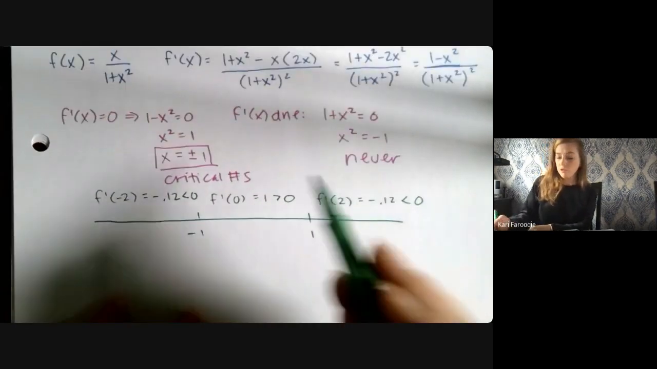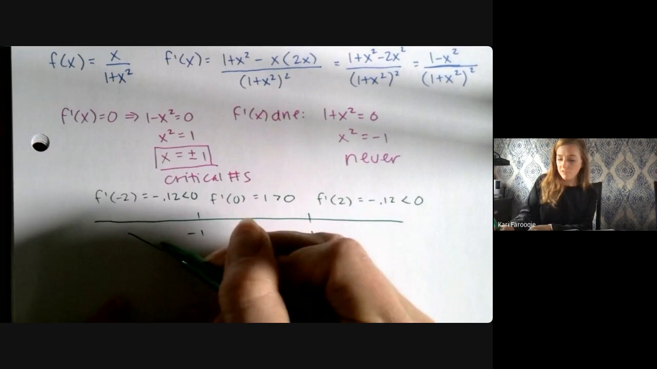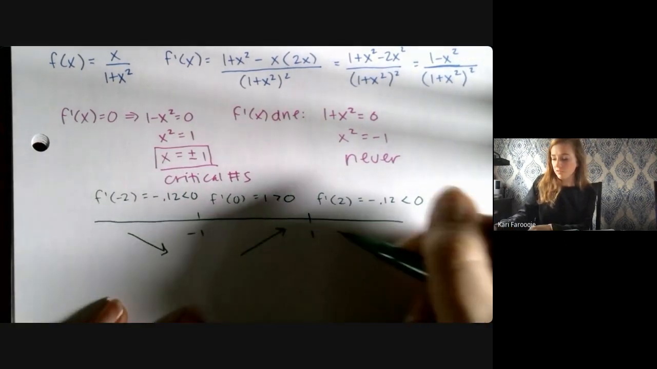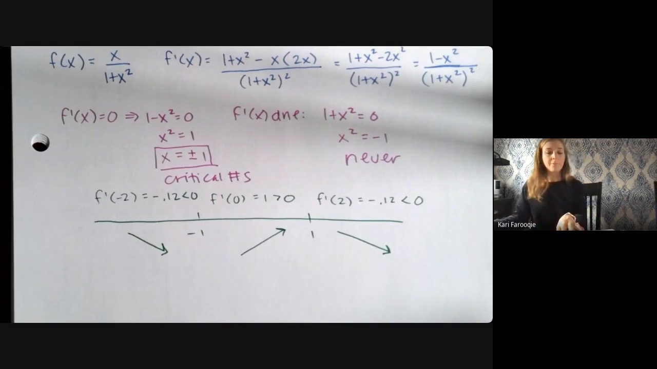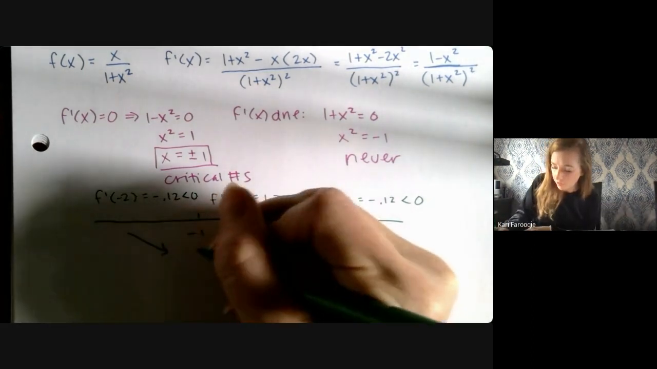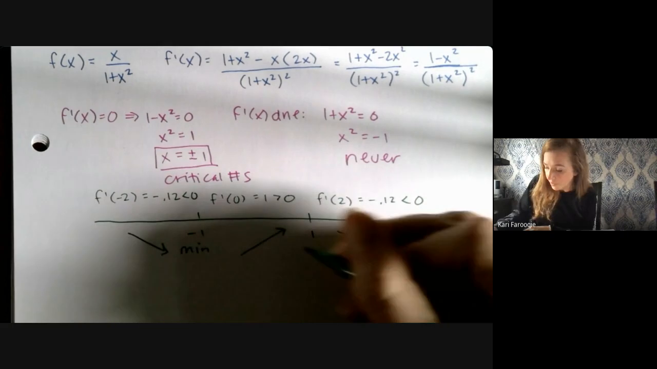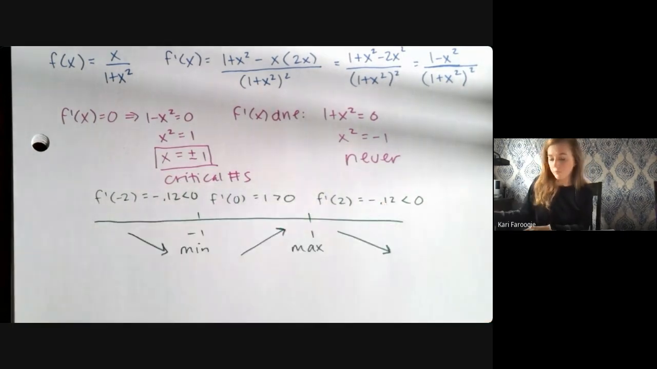So if I was trying to find local extrema, I'd say, okay, less than 0 means we're decreasing, greater than 0 means I'm increasing, less than 0 means I'm decreasing. The first derivative test would say that I have a minimum at -1, f of -1, and a maximum at 1 and f of 1.